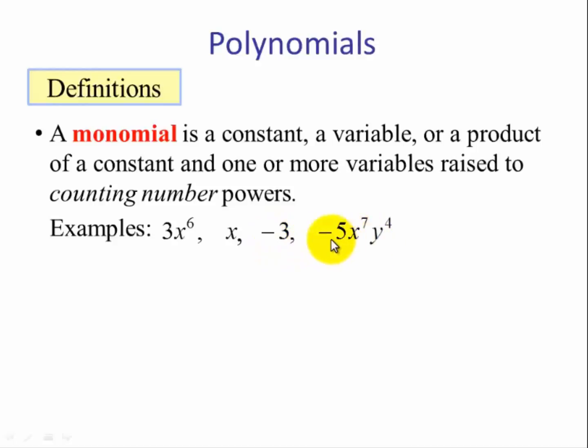And the last example, negative 5, x to the 7th, y to the 4th, is a monomial. The powers are counting numbers. A non-example would be x to the 1/2 power. That is not a monomial. Another example would be x to the negative 3 power. Negative 3 is not a counting number, it is not a natural number.